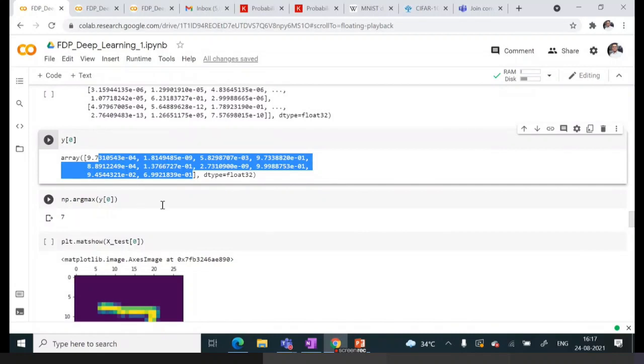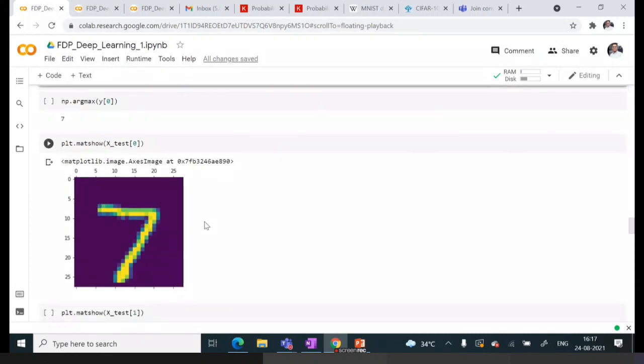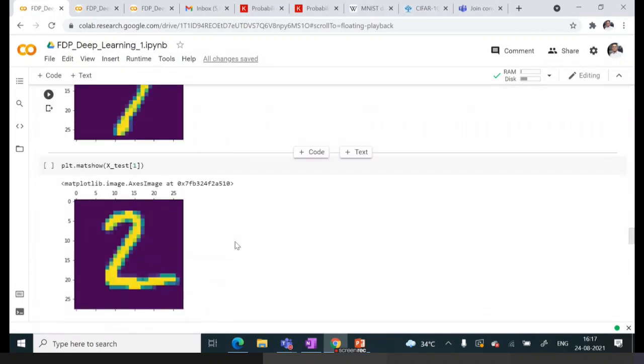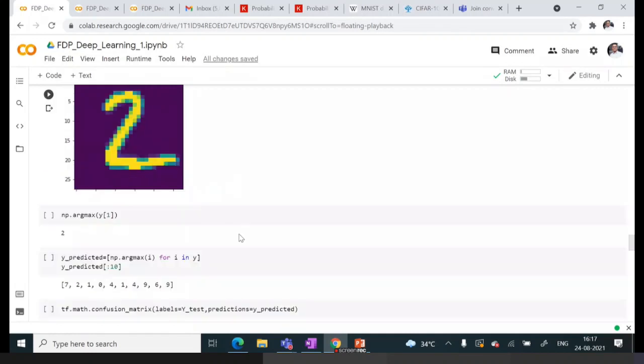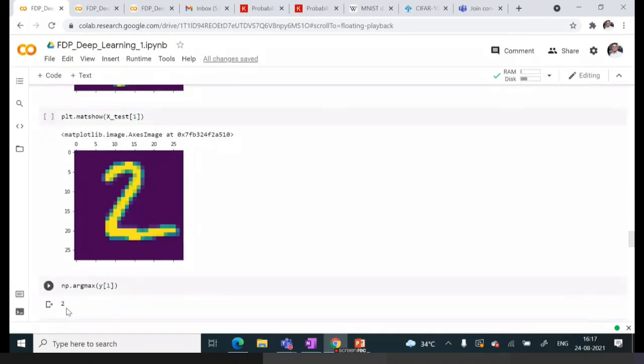That means the 7th neuron has the highest value. We can say the 7th neuron is fired for this particular image. And if we actually check that image, it is an image of 7. So our prediction is correct with respect to this first image. The same thing we can repeat for other images also. As you can see, we can check what is happening with image 1. We are getting 2 and the image is actually of 2.